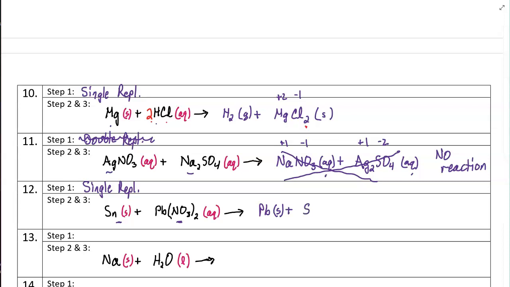And the tin is going to bond with the nitrate. Looking on the ions chart, tin is +2, nitrate's -1. So we need to have 2 nitrates to go with that tin. Tin nitrate is a solid. The next step is to balance this. As I look at this, I have the same amount of Sn's, the same amount of Pb's, and the same amount of nitrates on both sides of the arrow.